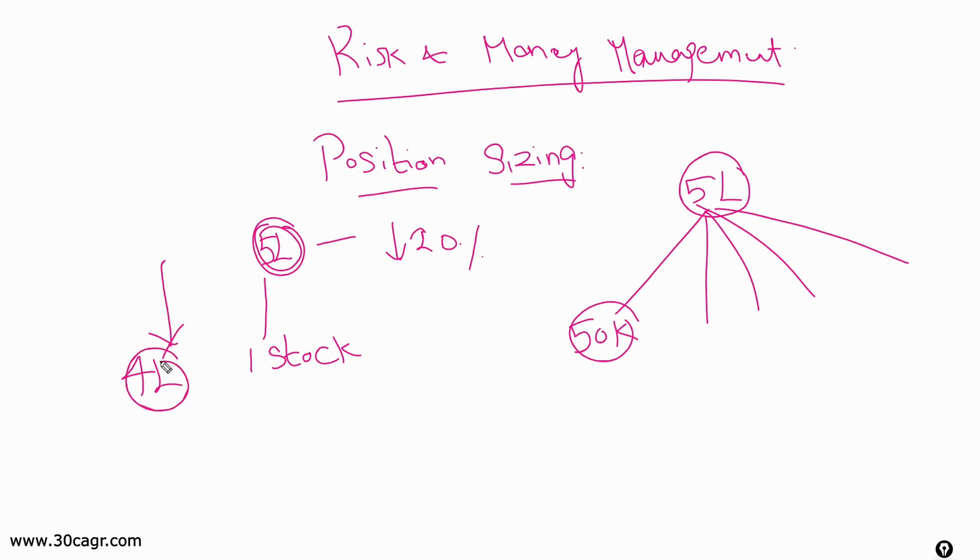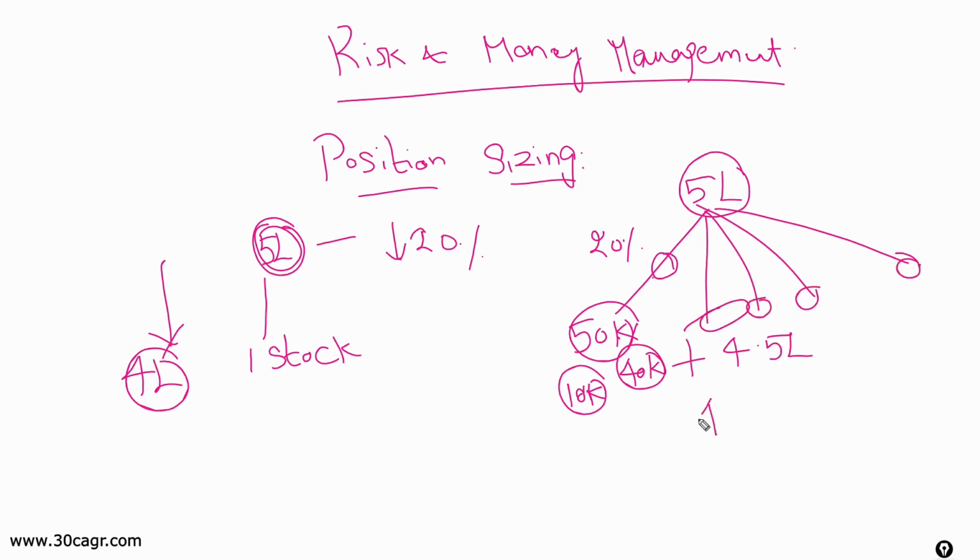However, let's say we divided this into 10 stocks, and even this stock is down by 20% now. But since we invested only 50,000 in this, if you take 20% of 50,000, it is just 10,000 rupees that we are going to lose. So you will still have 40,000 invested in this stock plus the entire 4.5 lakhs that we invested in all other stocks. So in total, we still have 4.9 lakhs in our portfolio. Now compare this 4 lakhs against this 4 lakh 90,000. So this is the power of position sizing.